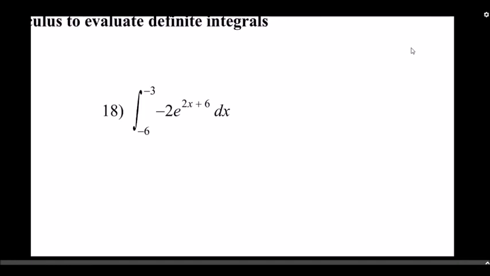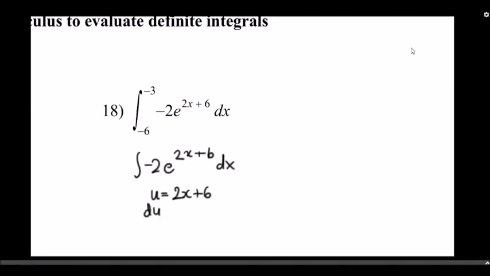All right, for number 18, we're going to try to set up an e to the u du type situation and find the antiderivative using that rule. So I'm going to let this here equal to u. Forgetting about these bounds and limits of integration, we're just going to do the integral of -2 e to the 2x plus 6.